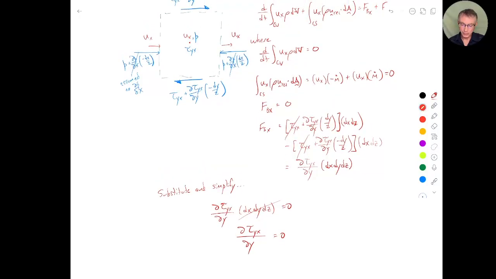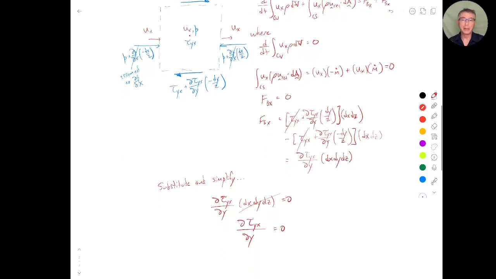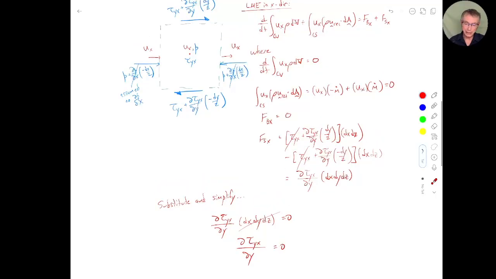In this particular flow field, actually let me go back for a second. The expression that I derived here is true whether or not the flow is Newtonian or non-Newtonian. There's nothing that I did in this derivation that said that the flow was Newtonian or non-Newtonian. So this is actually true for non-Newtonian fluids as well as Newtonian fluids.